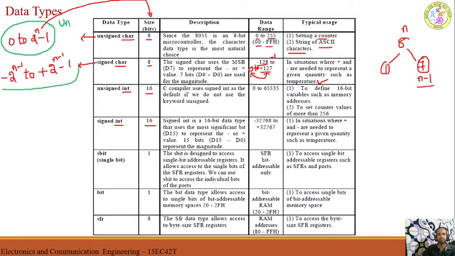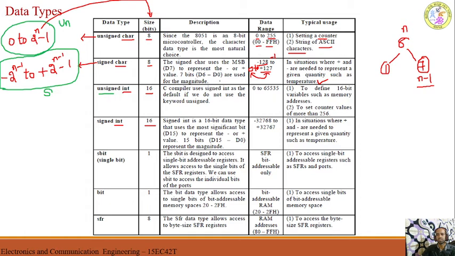And similarly, we use this formula if it is a signed number. Now, it is an unsigned number, so I will use this formula. Therefore, 0 to 2 to the power of n minus 1. What is n here? N is 16. 2 to the power of 16 minus 1. I know 2 to the power of 16 is 65,536.